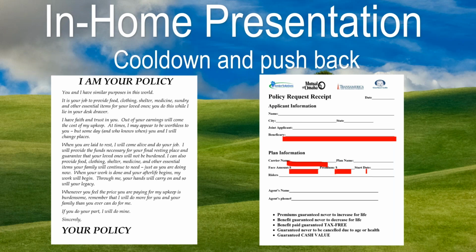Premiums are 121 a month. Then the start date, whenever Jimmy wanted to begin, and any riders that are available. Maybe it's the living benefits, maybe it has the accidental, then of course the agent's name and phone number. And again, just reconfirm with your client, these are your premium guarantees. Here are the 5 guarantees.